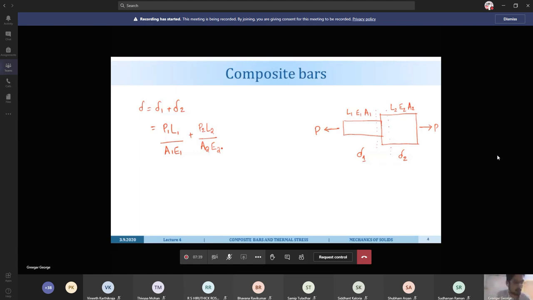This is the expression. So in the last class, I just assumed that E1 equals E2 equals E, and here P1 and P2 are the same, equal to P. So it will be P by E, times L1 by A1 plus L2 by A2, like that.